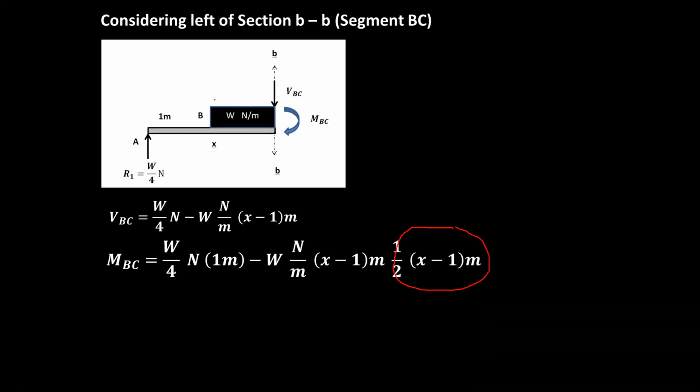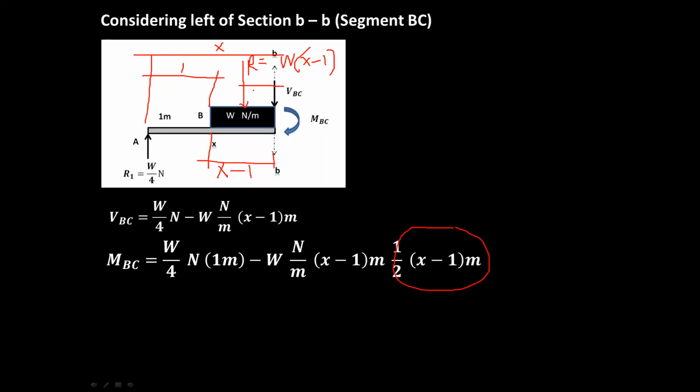This is X, that is 1. So definitely, this is X minus 1. The whole length is X, and up to there is 1. That's why this is X minus 1. Now, if this is the resultant R, it will be equal to W times X minus 1. And because of that, the lever arm is X minus 1 over 2. That's why we now have this equation.